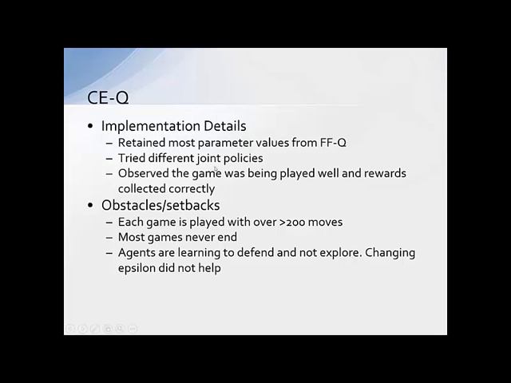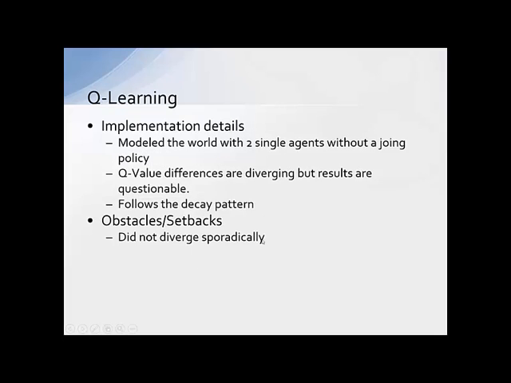And the next is the CE-Q. This was the toughest of the lot, and we were unable to get meaningful data to present to the viewer. The main setbacks were that the agents would play for more than 200 moves, and sometimes the game would never end. Agents always defend in spite of changing epsilon. This was described in the paper, but somehow changing epsilon or the discount rate did not really help. So we weren't able to successfully run this and did not get any data, and hence we lack figures for this.